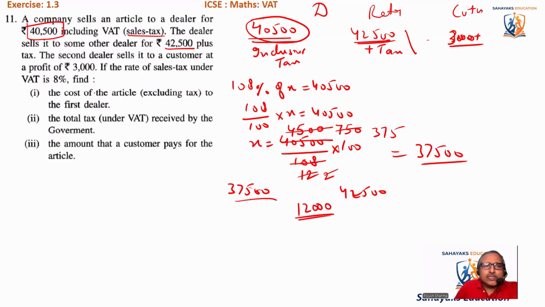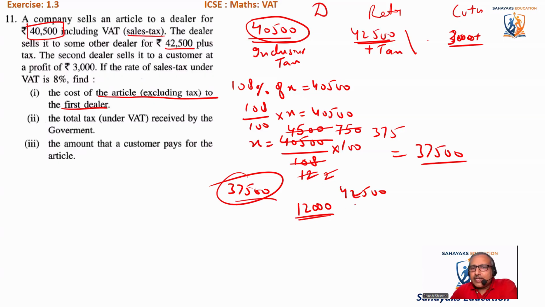So this is the first question: the cost of the article excluding tax at the first dealer. At the first dealer, it was 37,500. The total tax under VAT received by the government, okay, we'll come to that. The amount that a customer pays for the article. Okay, so let's find out.